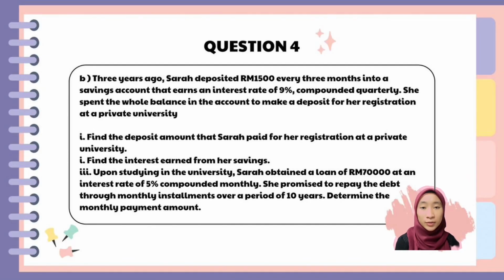Last but not least, we proceed to question 4B, which tells about a girl named Sarah who is a student of a private university. 3 years ago, Sarah deposited RM1,500 every 3 months into a savings account that earns an interest rate of 9% compounded quarterly. She spent the whole balance in the account to make a deposit for her registration at a private university. From the situation, we are required to find the deposit amount that Sarah paid for her registration and the interest earned from her savings.